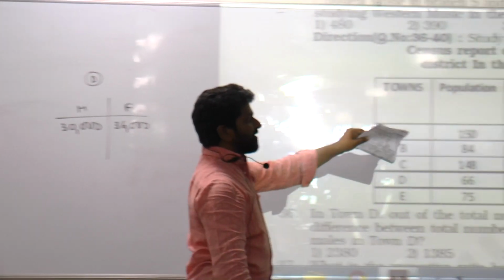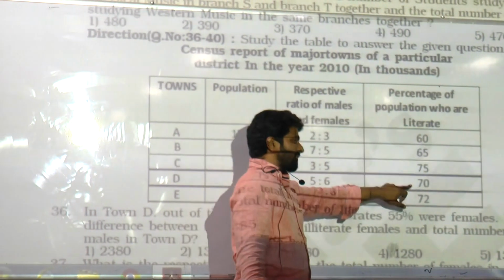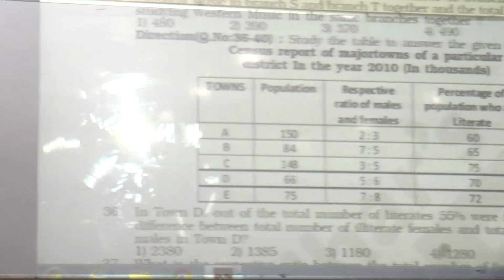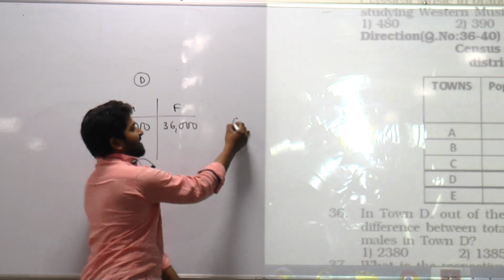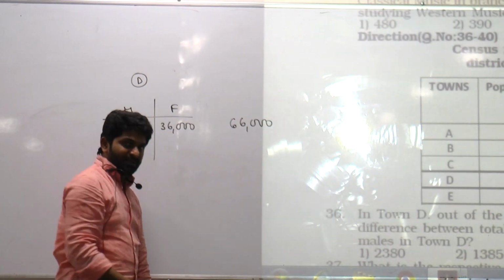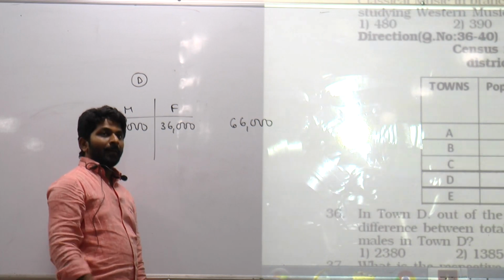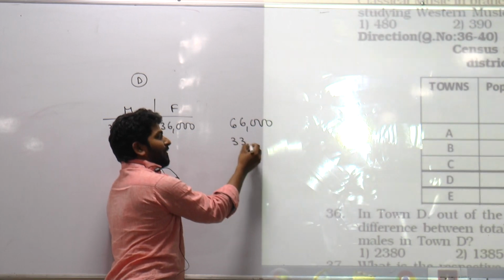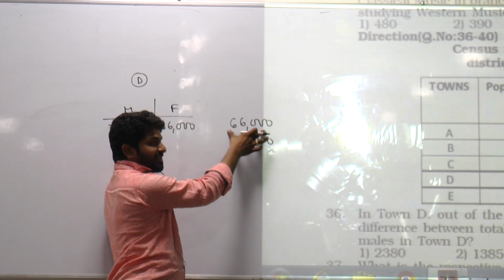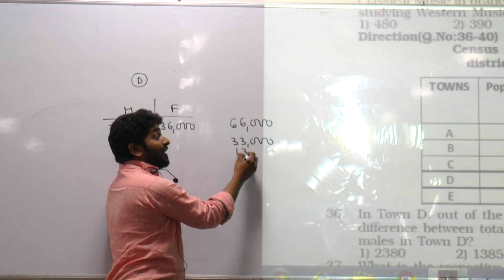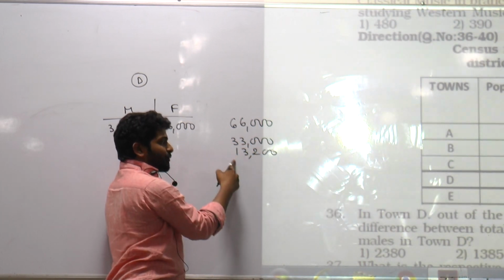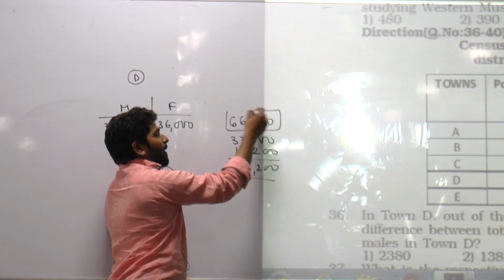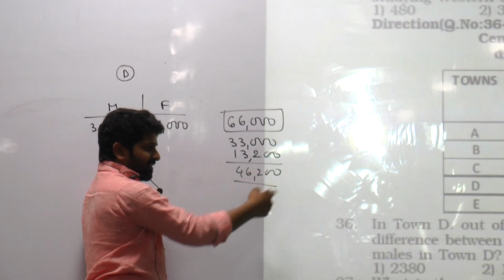And then percentage of population who are literates. Literates are 70%. 70% of what? Total population. 70% of total population. Right. Out of 66,000, you need to calculate 70%. How do we calculate 70%? 50% plus 20%. 50% of this number. 10% is 6,600. Double, 13,200. Now you need to add these two values, which is 46,200. So out of 66,000 total population, literates are 46,200.